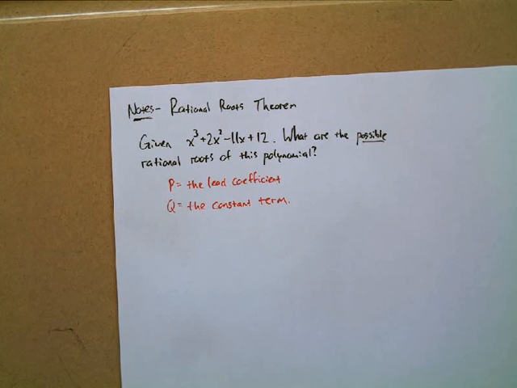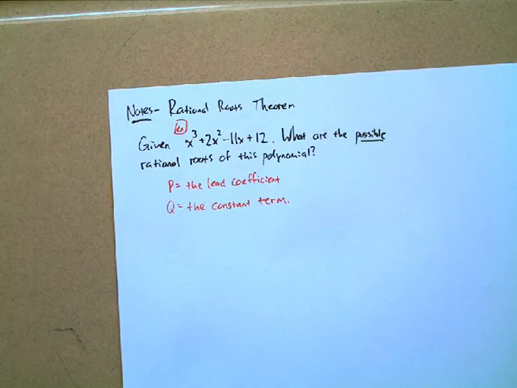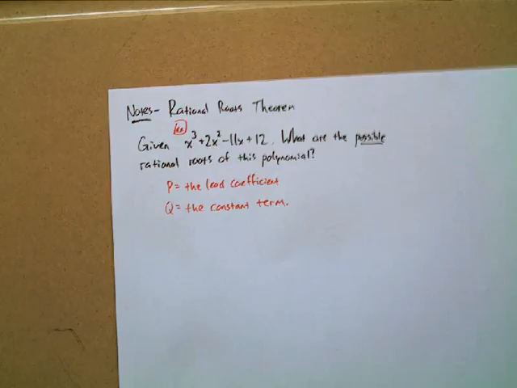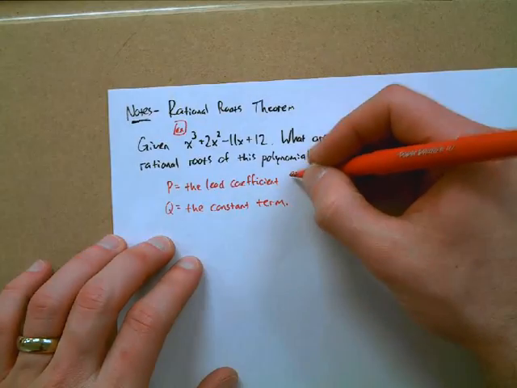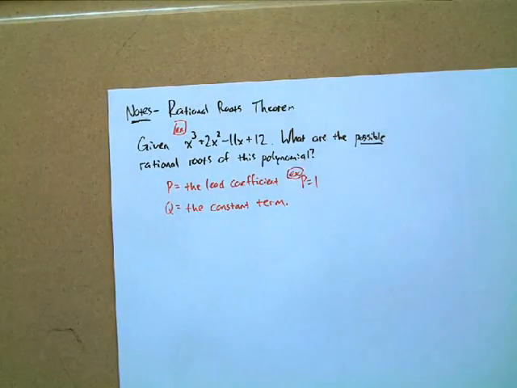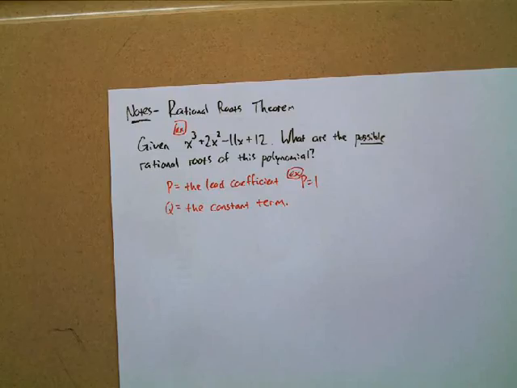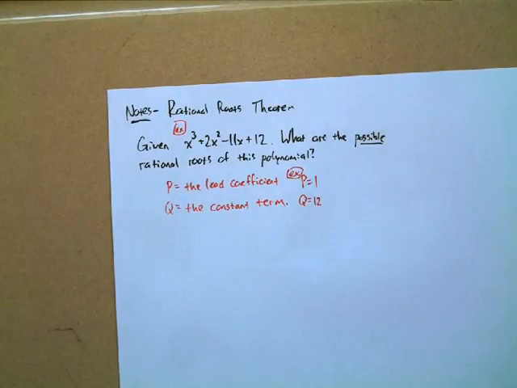In our example up here, what is P? Okay, what's the lead coefficient though? What's the coefficient of x cubed? 1. And so in this case, from the example, P is 1. And what is Q from our example? 12, right? It's the constant term, it's the number at the end there, 12. So Q is 12. Okay.